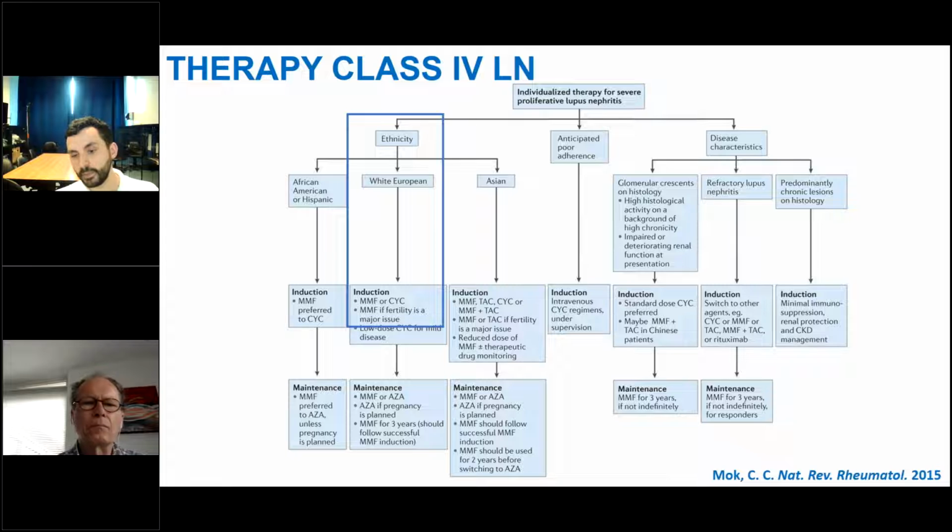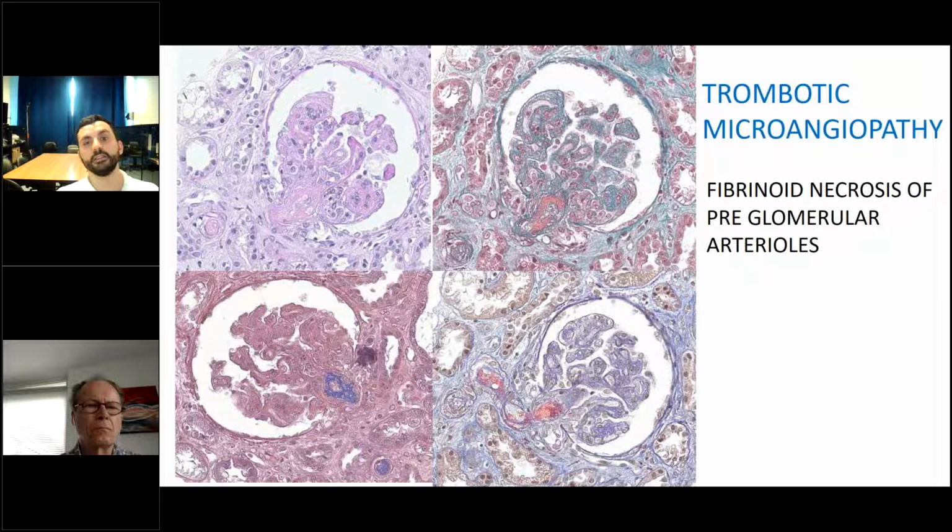When thinking about the management of this patient, she was a young patient, white background. In order to preserve her fertility, probably induction therapy and management with mycophenolate could have been the first choice. But the story of Lisa was characterized with a big but. We didn't find only class 4 lupus nephritis in her, but you also find these features.